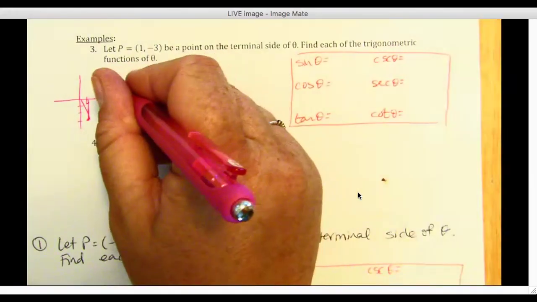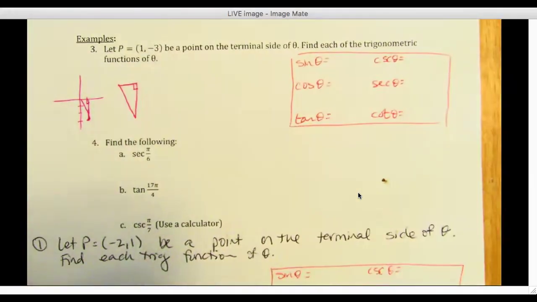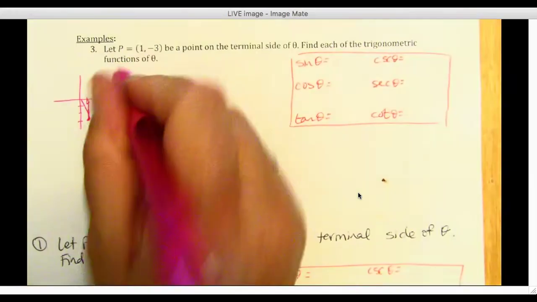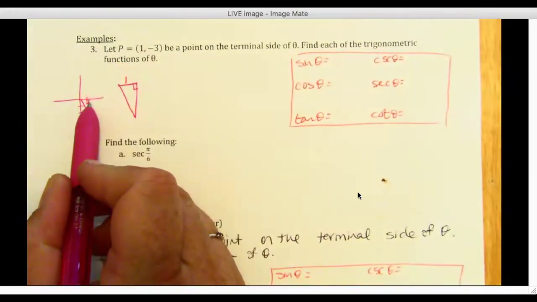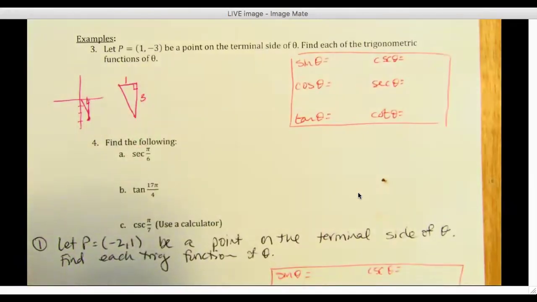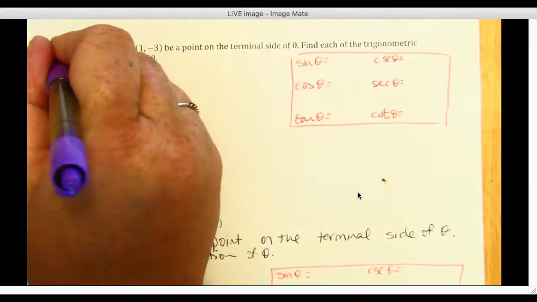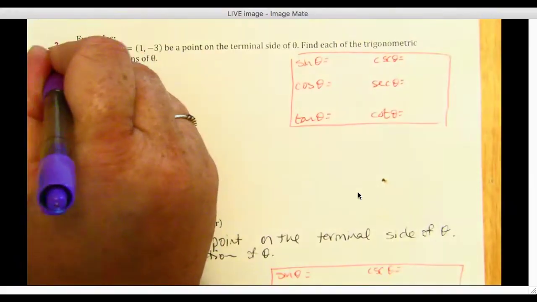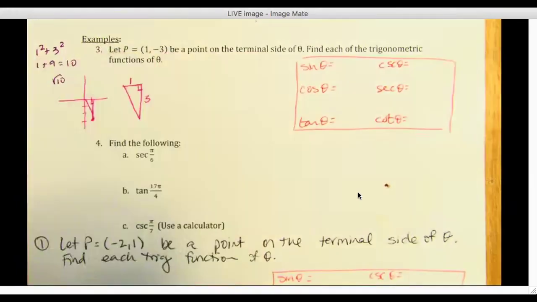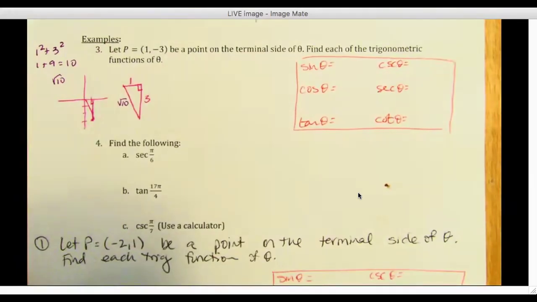Let me go ahead and draw a larger version of this triangle for us to work with. So same triangle. And this distance here was 1. We went over 1 on the x-axis, and we went down 3 on the y-axis. So this is 3. And I can use the Pythagorean theorem to find that hypotenuse. So just real quickly, 1 squared plus 3 squared is 1 plus 9, and that's 10. So the square root of 10 is our hypotenuse.